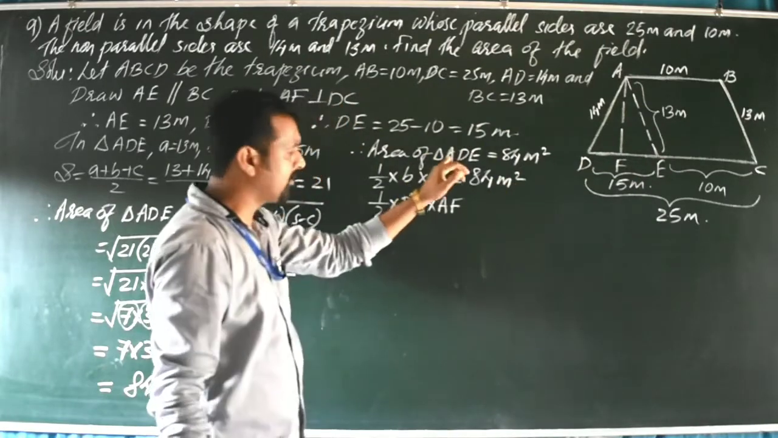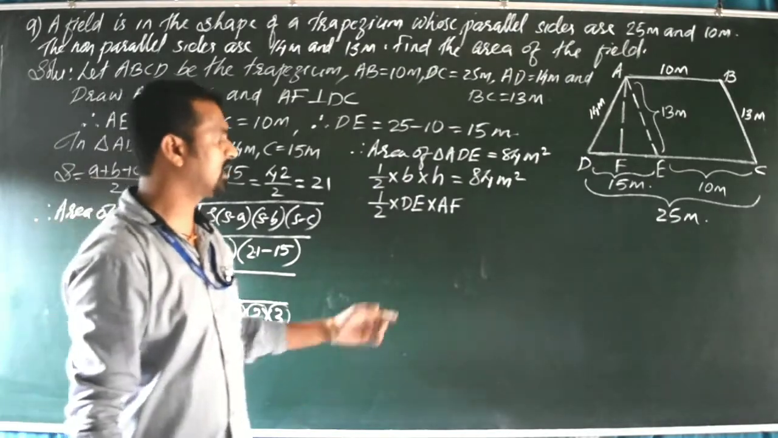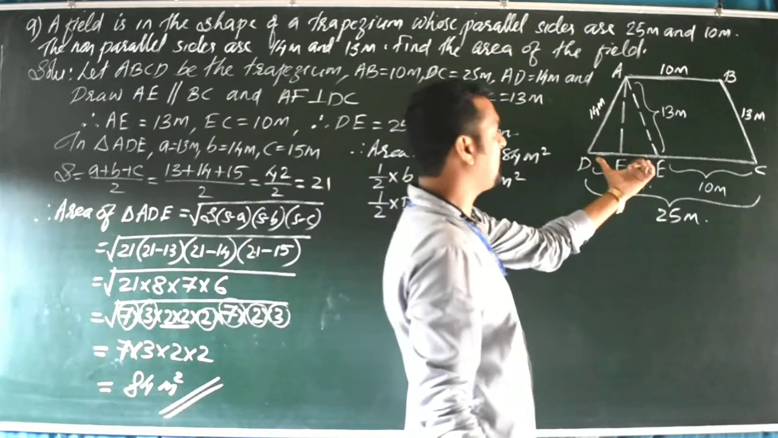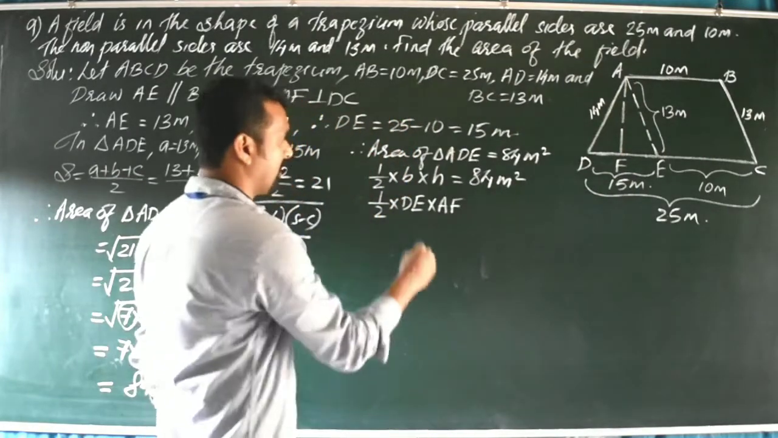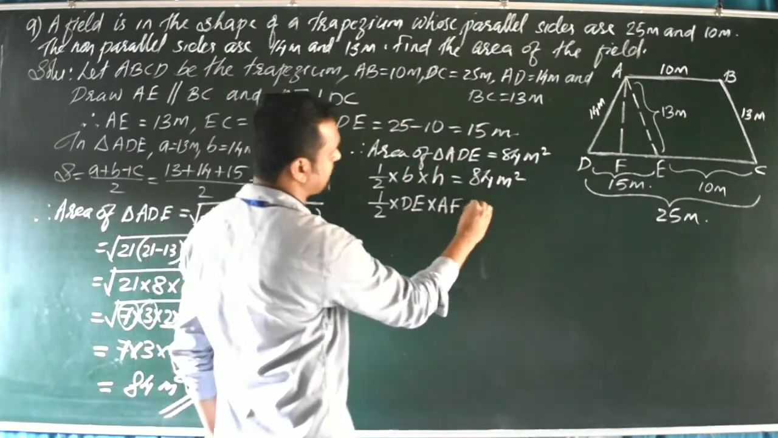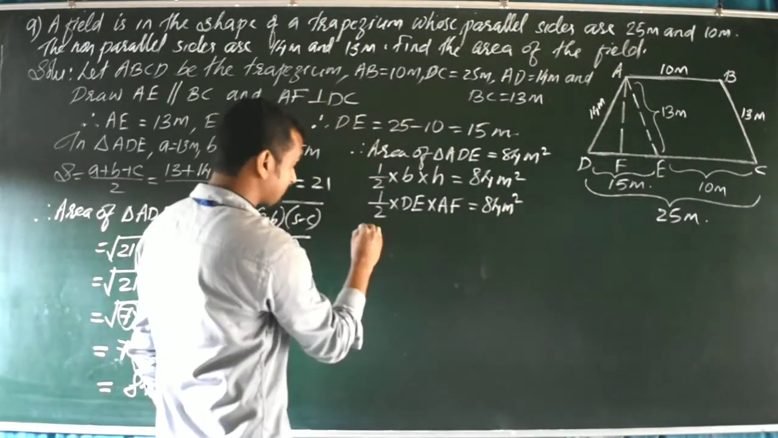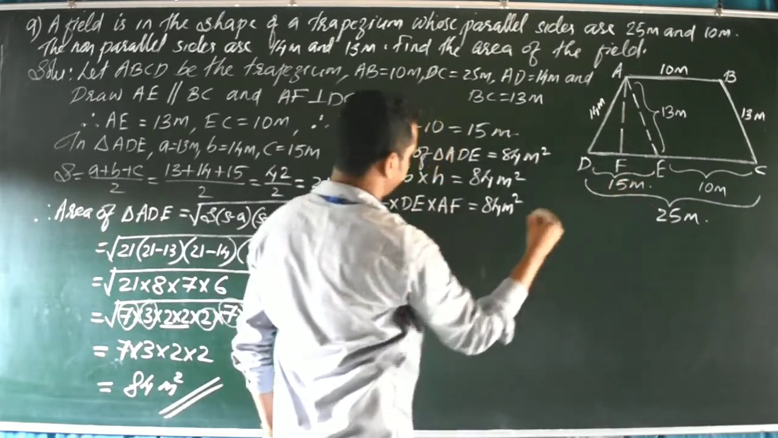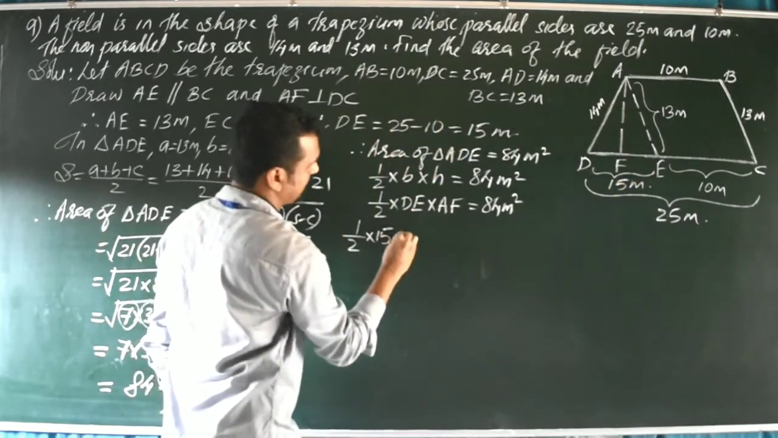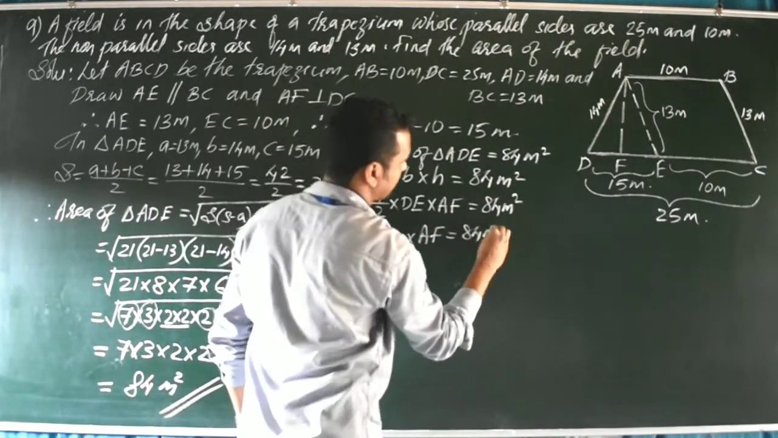Then area of a triangle, we can write formula 1 by 2 into base into height also. Base is DE and height is AF. Therefore, 1 by 2 into DE into AF is equal to 84 meters square. Then 1 by 2 into DE value is here. What is value of DE? That is 15 meter. 15 meter into AF is equal to 84 meters square.